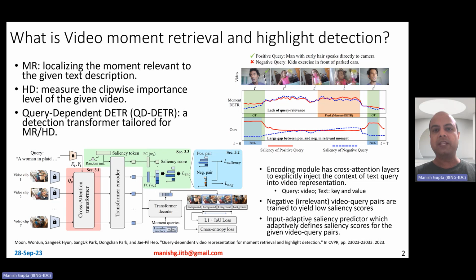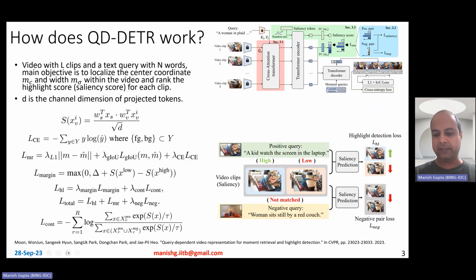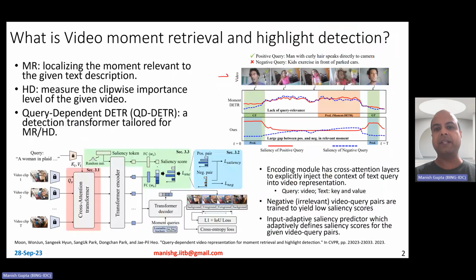Given a particular video and a particular text query. So for example, given this video, and some frames are shown here, and there's a text query, man with curly hair speaks directly to camera. The moment retrieval task tries to localize the moment relevant to the given text description. So this moment is relevant. The last frame is also relevant because it shows a man with curly hair speaking directly to the camera, right?